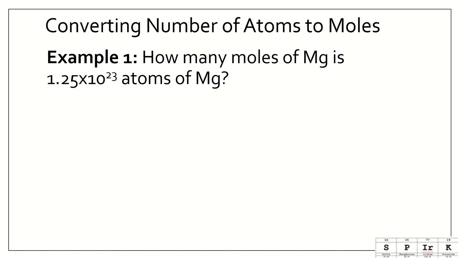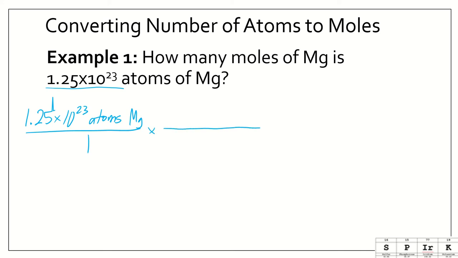So how many moles of Mg is 1.25 times 10 to the 23rd atoms of Mg? So here's our starting point. 1.25 times 10 to the 23rd atoms Mg. And yes, we need to write out all our units. And then we're going to use that conversion factor.